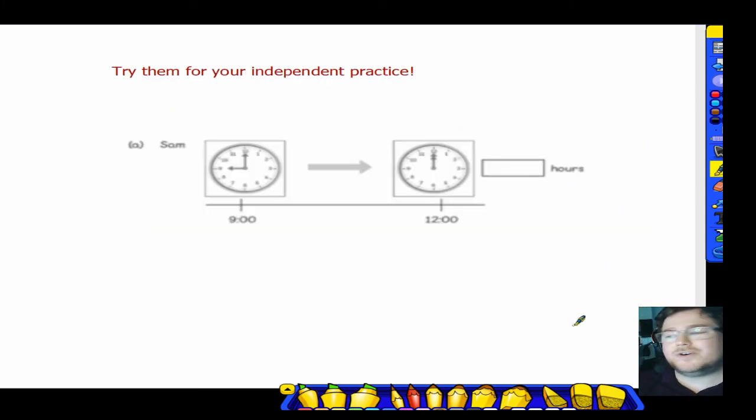And on your independent practice, you have got, I believe it's 6 for you to do yourself. So there is a number line under here you can use. If you've got a clock that you can use, you may use that as well. And you'll be filling in this box here. How many hours pass in between this time and this time? So I'll leave it here for now and come back for the challenge. So pause now, please.